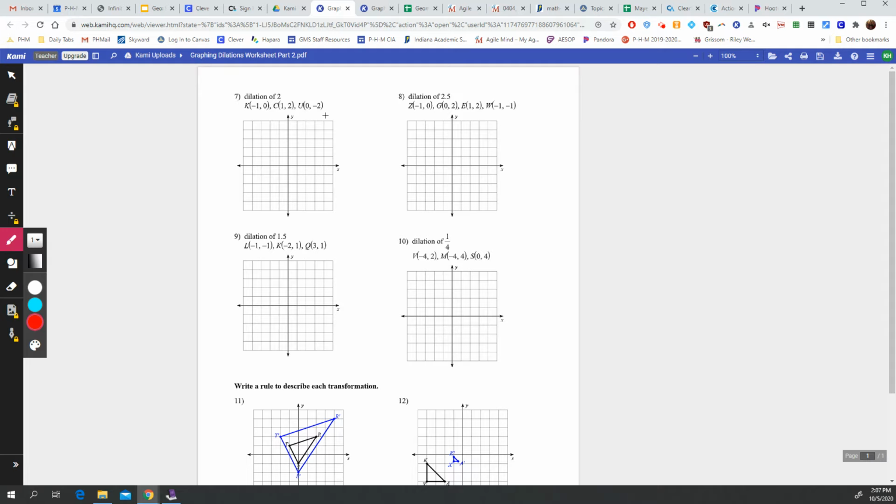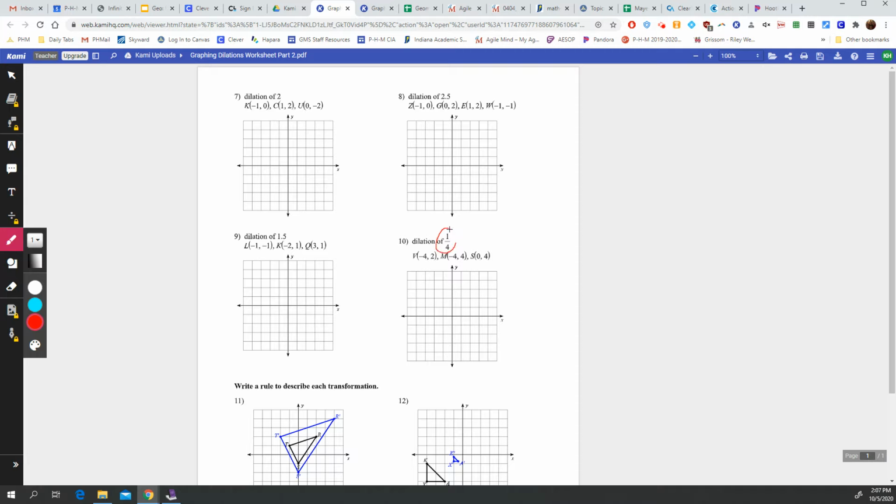They've already told you the vertices of the original, the pre-image. And so now we're going to do a dilation using those vertices. And we saw that a dilation really just means you multiply each coordinate, x coordinate, y coordinate, by the scale factor, and you get the new coordinates of the image. So that's exactly what we're going to do. And then we'll just graph the new image. So I'm going to do number 10 for you.